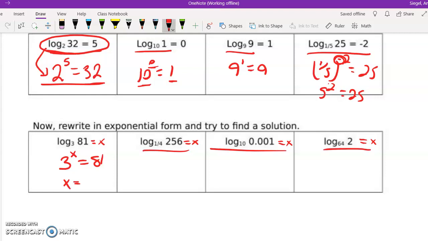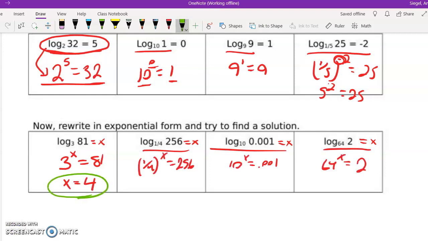Some of them are more difficult than others. Okay, so this first one's pretty easy. 3 to what power equals 81, and that's 4. This one, notice this one's very similar to that one up there. So this is 1/4. So I know that to go from this fraction to a whole number, it's going to be a negative number. So let's flip the 4. So 4 to what power equals 256? That's what's going through my mind. So I know it's negative. So it's going to be a negative 4.